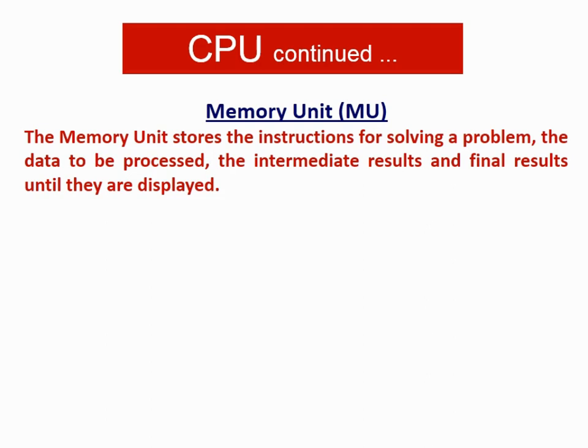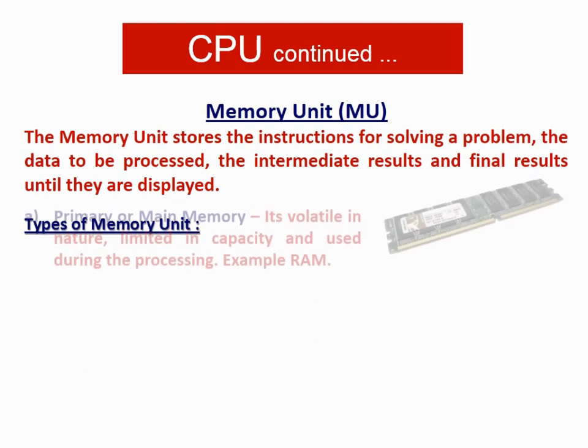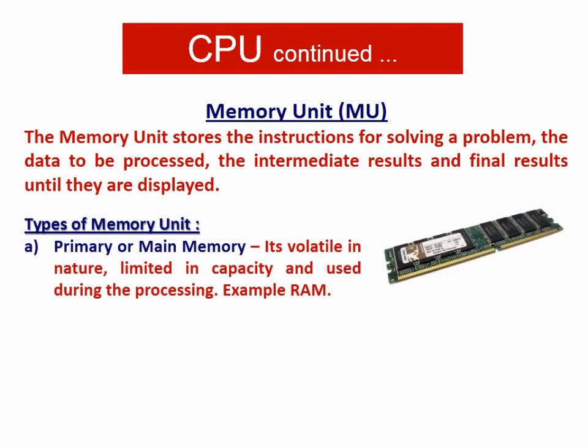All right. Now memory unit also has two types or two categories, I would say rather. First is primary or main memory. Now it's volatile in nature, limited in capacity and used during the processing. One example is random access memory or RAM.